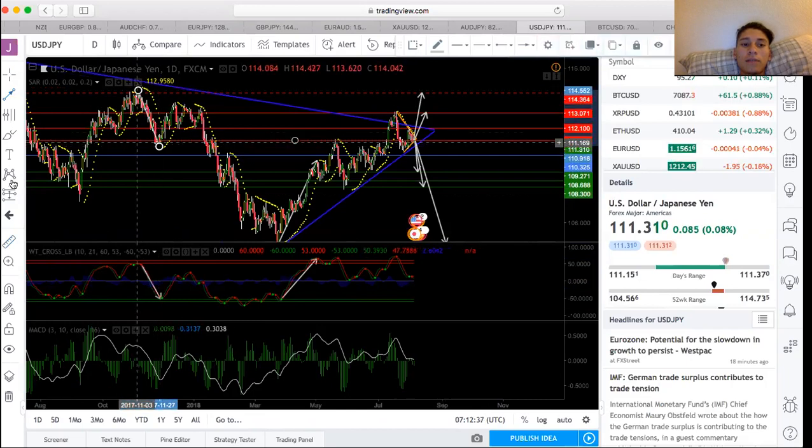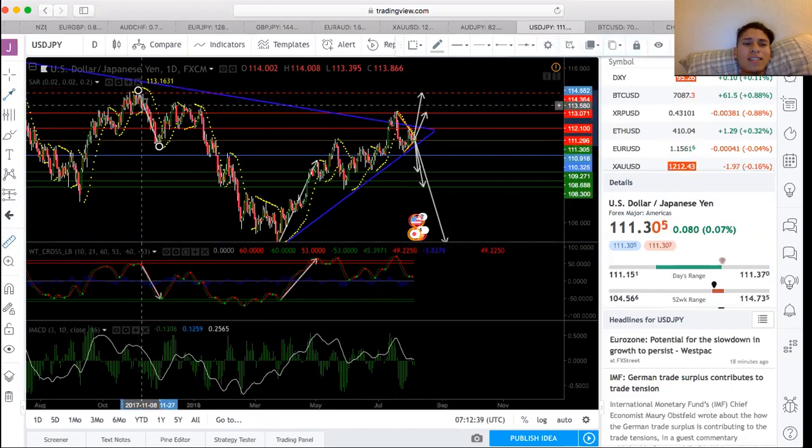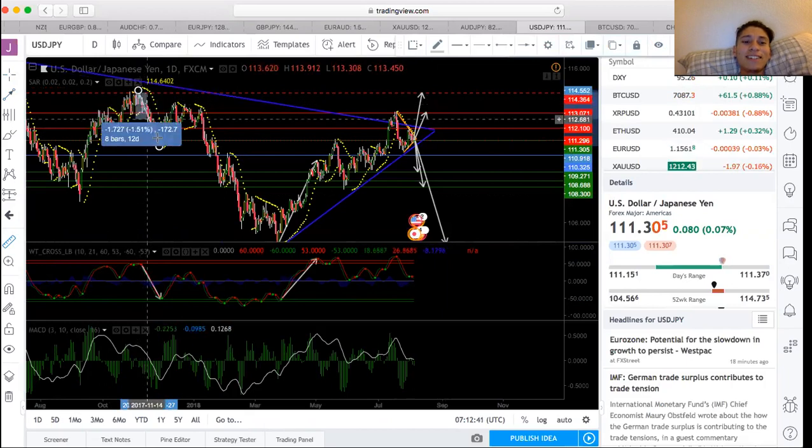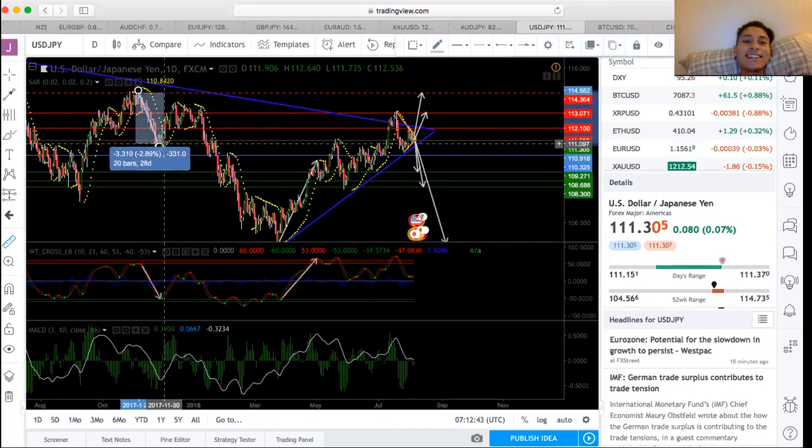That's this move here. How many pips was this? Dude, I need to start trading on the daily. Look how many pips we could catch. 300 pips. What the fuck?